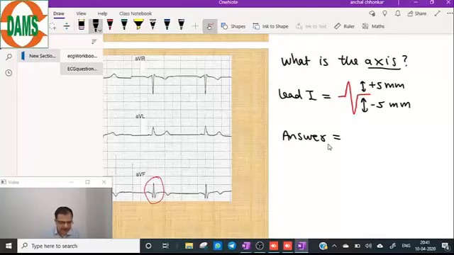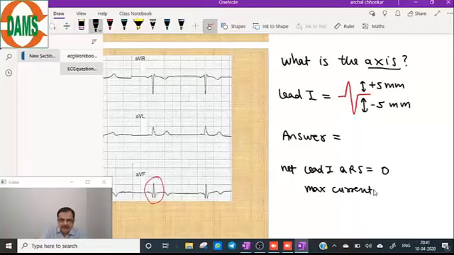No, no, no. It is the net lead one QRS that is 0. Net lead one QRS is 0. That means the maximum current is flowing perpendicular to lead one. That means the maximum current, or depolarization, is perpendicular to lead one.